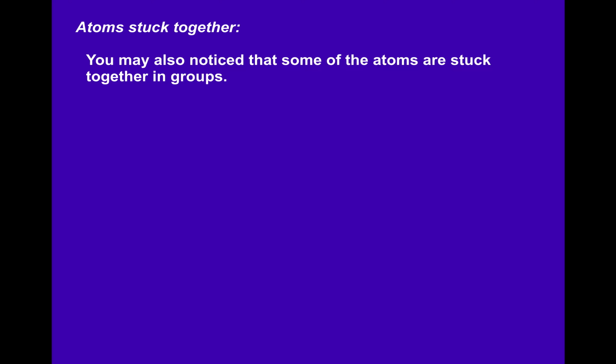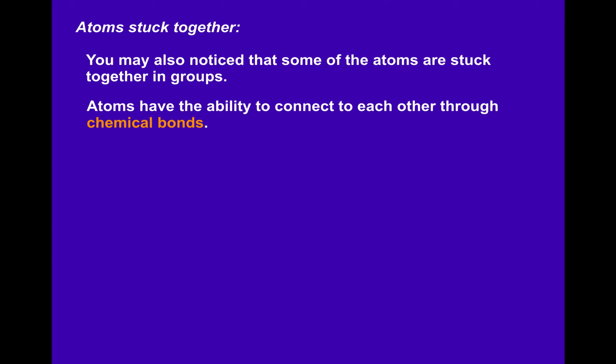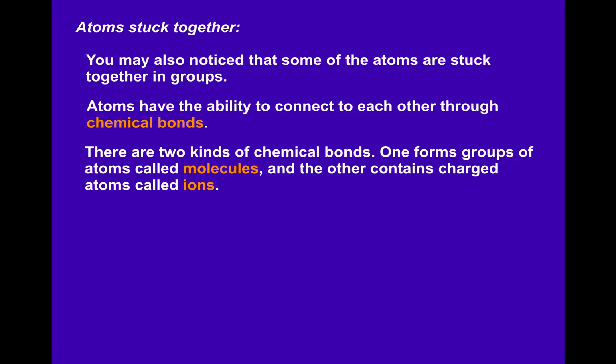Another thing you probably noticed is that some of the atoms are stuck together in groups. Atoms have the ability to connect with each other through chemical bonds. And there are two kinds of chemical bonds, as we'll get into in much greater detail later on. But for now, let's just say that one kind of chemical bond forms little groups or clumps called molecules, and the other contains charged atoms called ions.